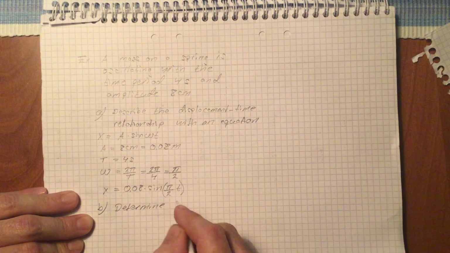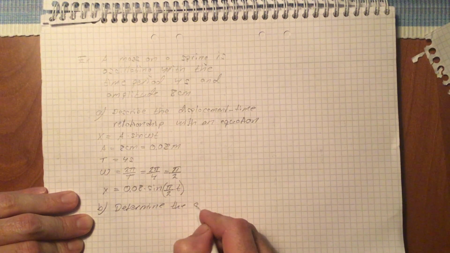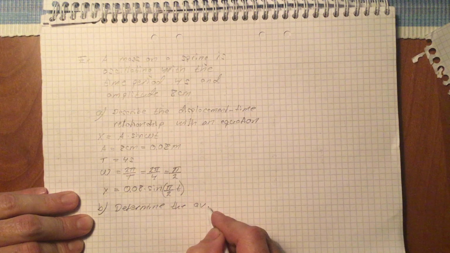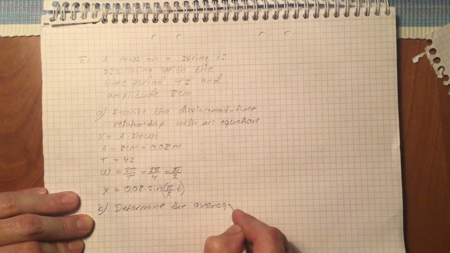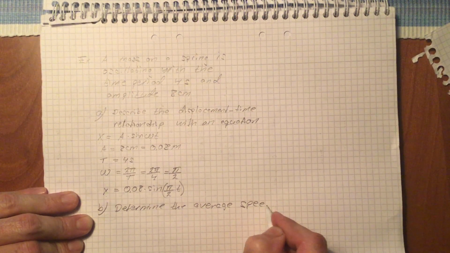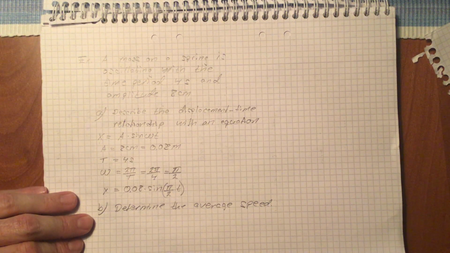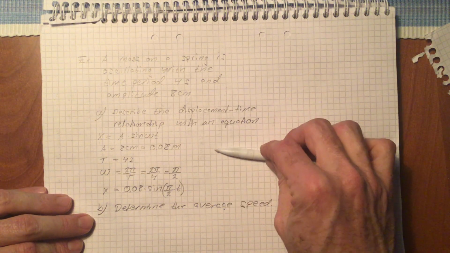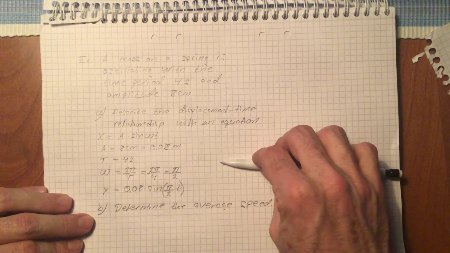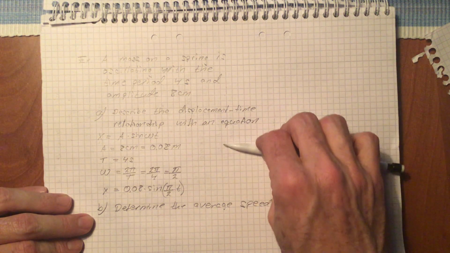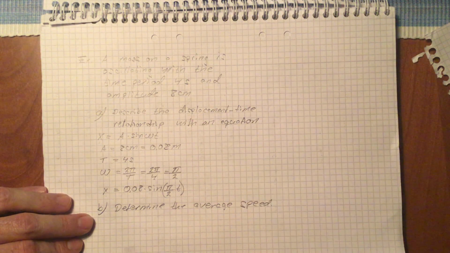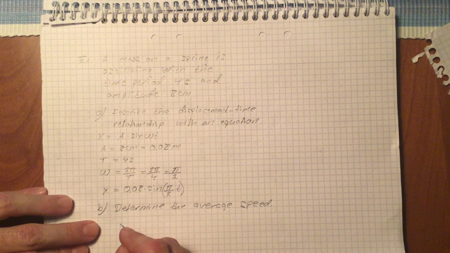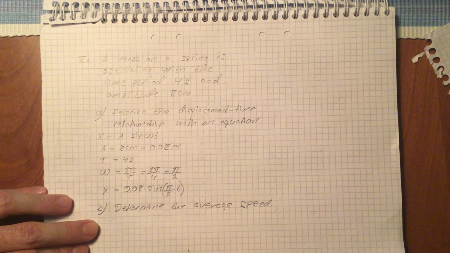Determine the average speed. And you know, as it oscillates forth and back, it has the highest speed in the middle, and then it stands still at the top and at the bottom. So the average speed, if you want to try to do it yourself, take a break now.